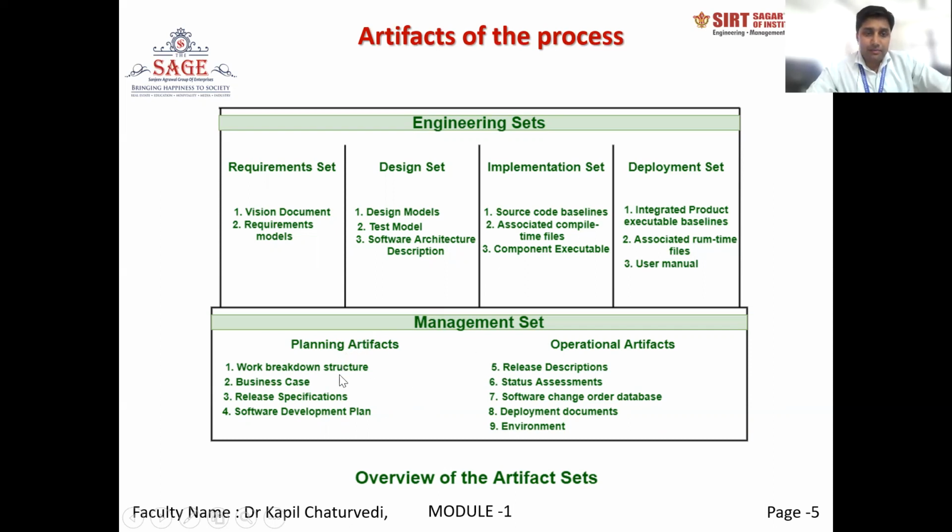On the management side, we have two parts: planning artifacts and operational artifacts. In planning artifacts, there are the work breakdown structure, also known as WBS, business cases, release specifications, and software deployment plans. These are documents related to planning. Operational artifacts will contain release descriptions, status assessments, software change order database, deployment documents, and environment. It means what kind of environment there will be where the actual customers or end users will use the software.